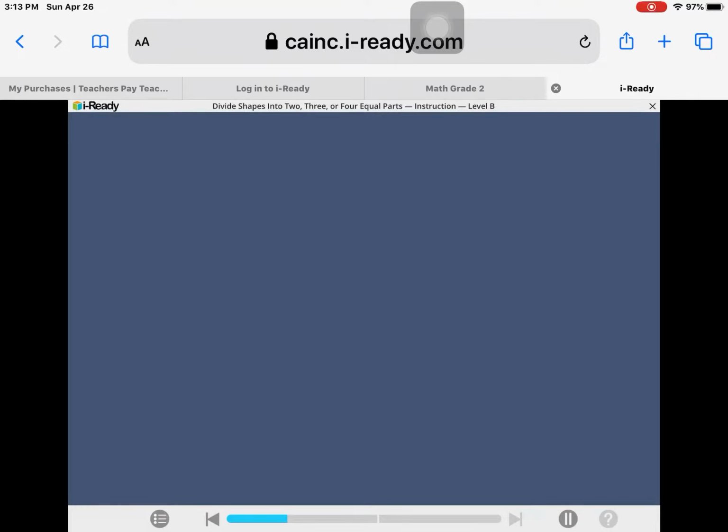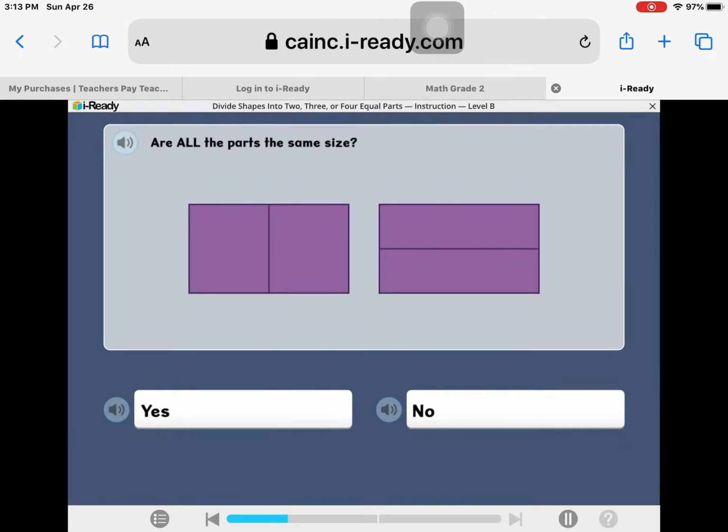Let's look at 2 same-sized rectangles that are divided into equal parts. Are all the parts the same size? Think about how many equal parts each rectangle has. Try again. Zowie! Each rectangle is the same size and is divided into halves. So all the parts are the same size.